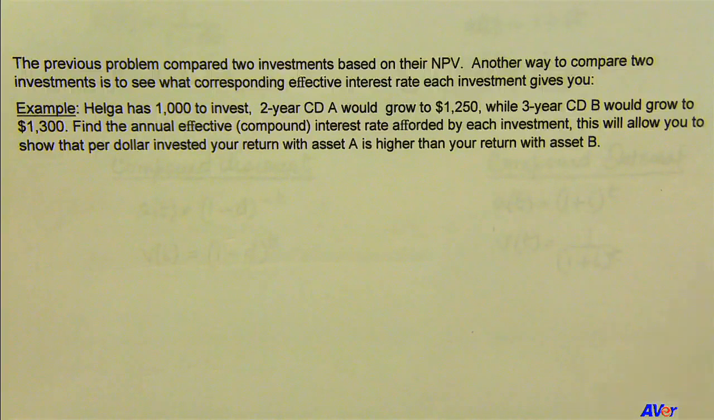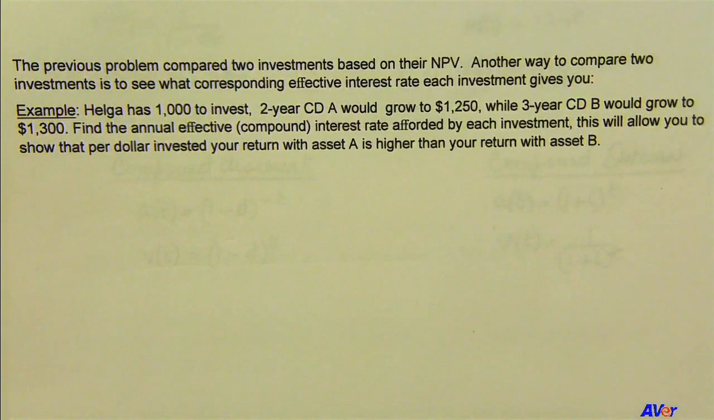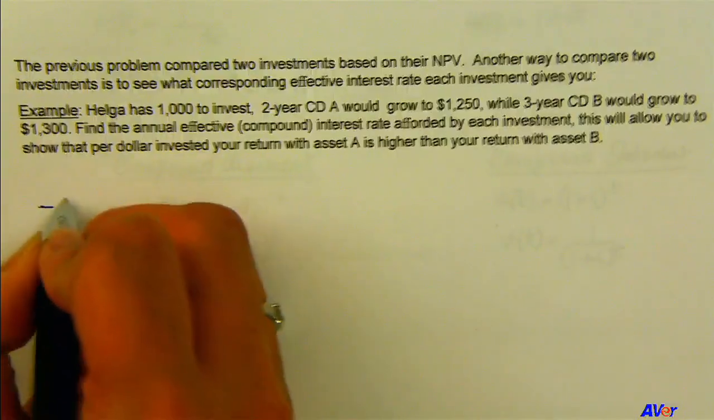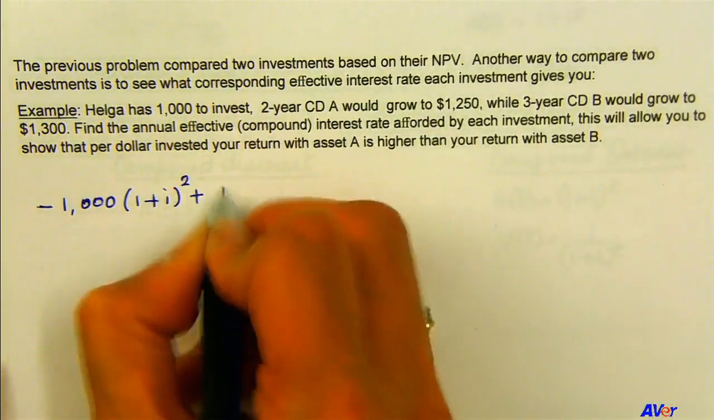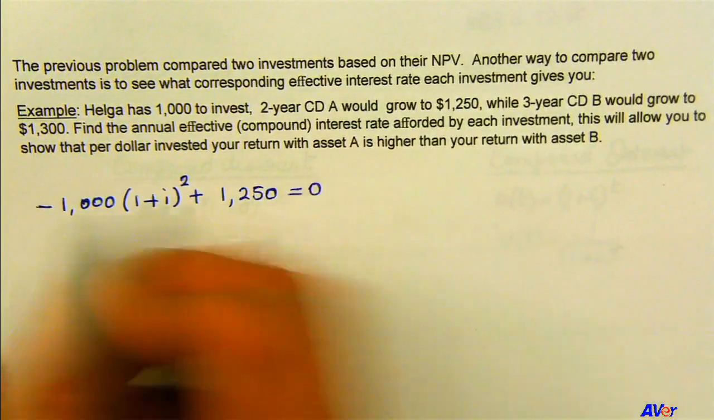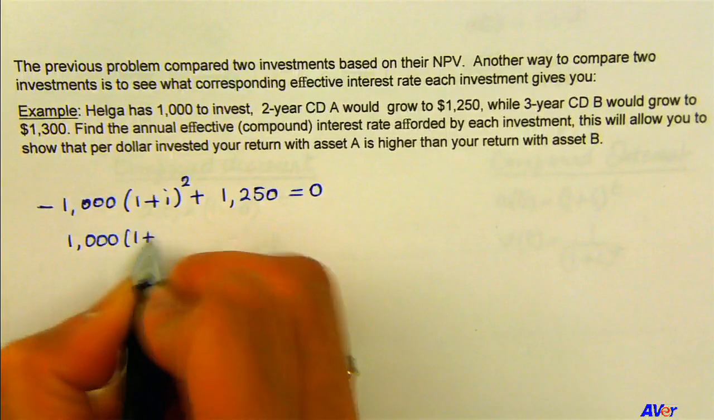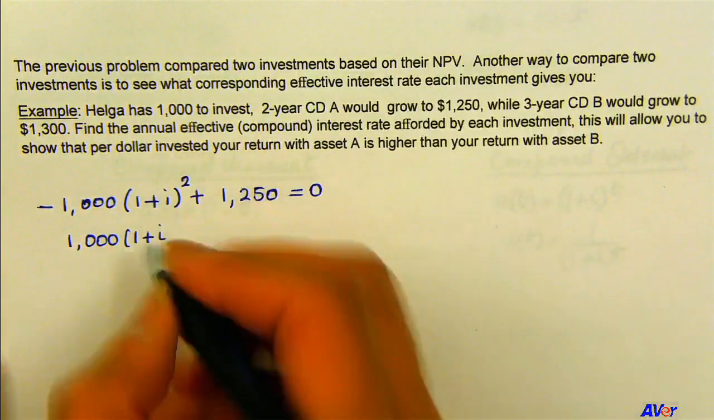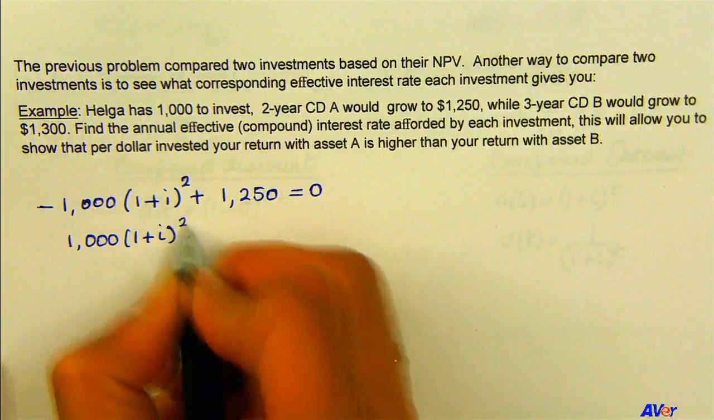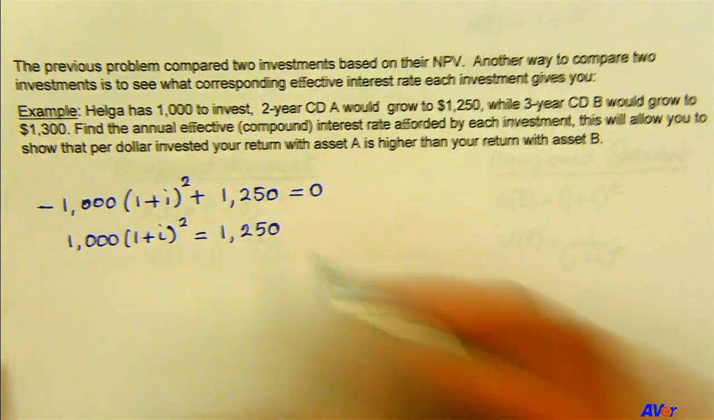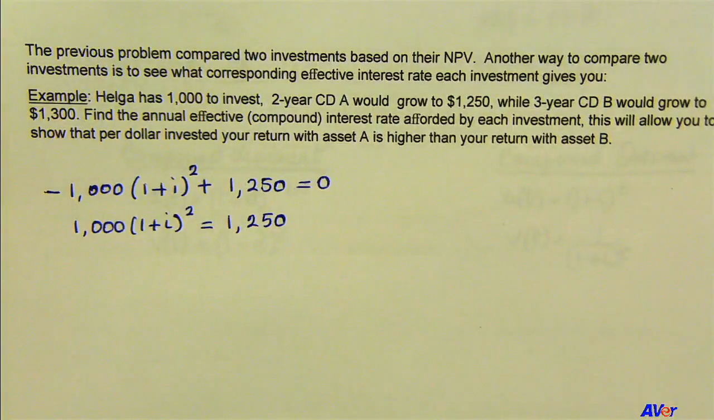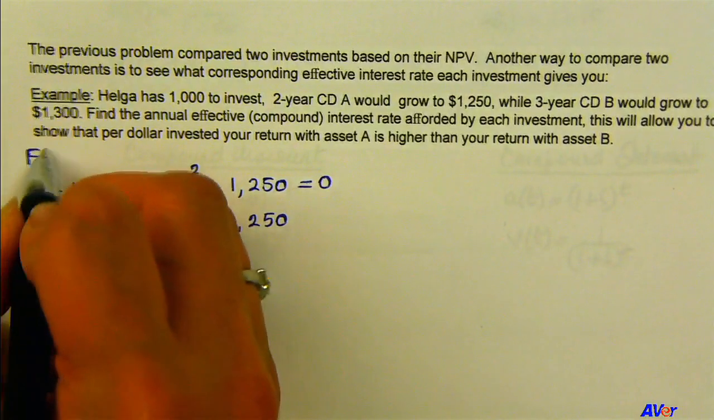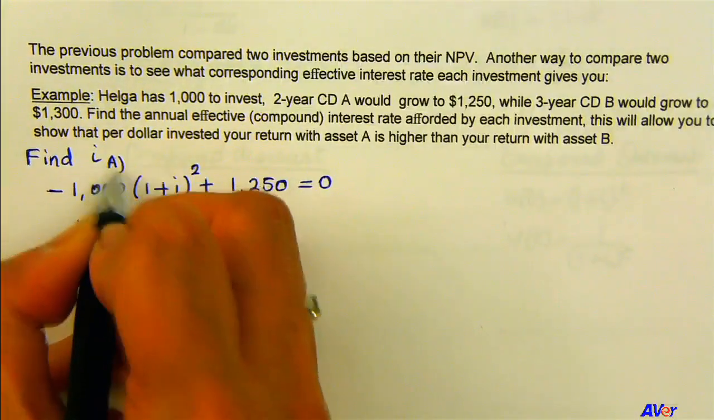You know how to do this, don't you? I want the interest rate, so I want this. Minus 1,000 times 1 plus I squared plus 1250 equals 0. In other words, 1,000 times 1 plus I, and let's call this IA after we're done, 1 plus I squared is equal to 1250. Find me the interest rate. That's what I'm saying. I'm trying to find I for option A.